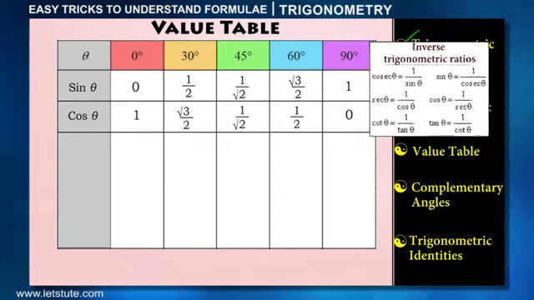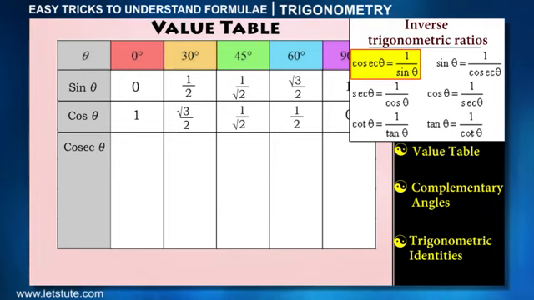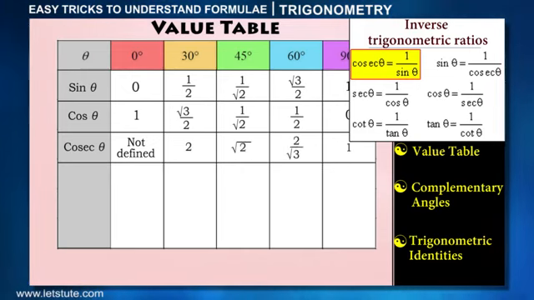So as we know sine is inverse of cosec and vice versa, so the value for cosec 0 will be equal to 1 upon sine 0, that is not defined. Cosec 30 will be equal to 1 upon sine 30, that is 2. And like this, you will get all the values for cosec. Next, we know sec is inverse of cos. So similarly, sec can be obtained by inverting the cos ratio.